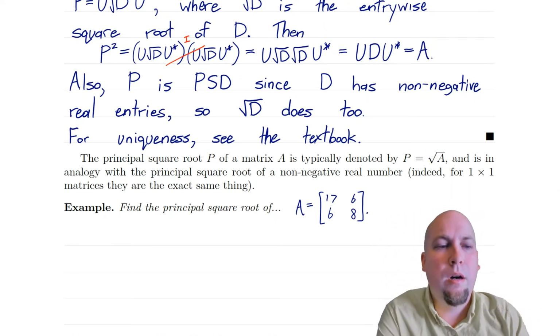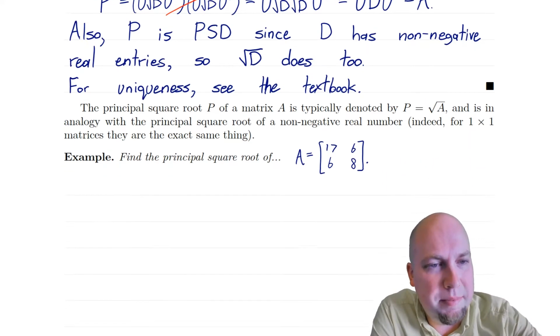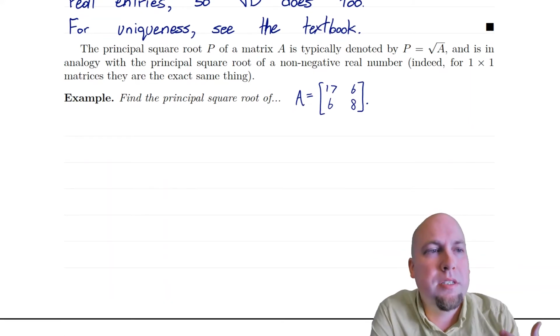Let's go through a computation here just to make sure that we're understanding what's going on. Let's find a principal square root of a matrix.